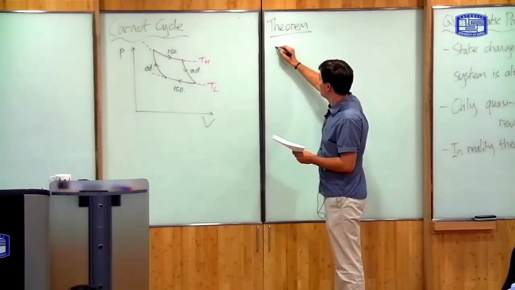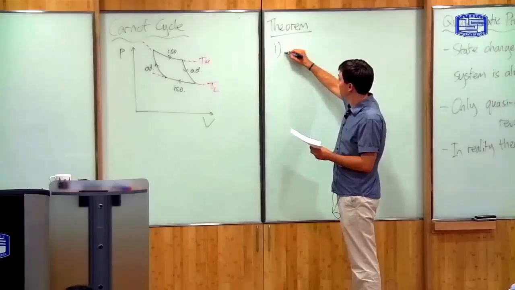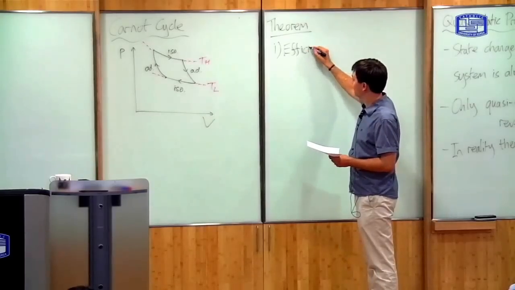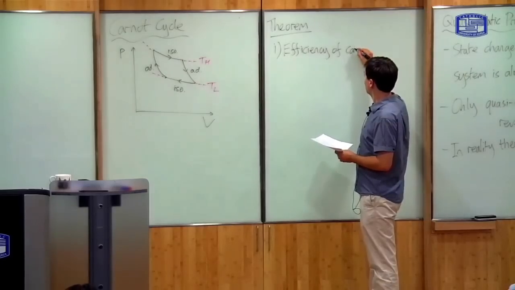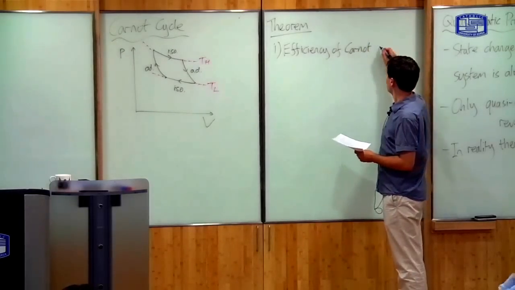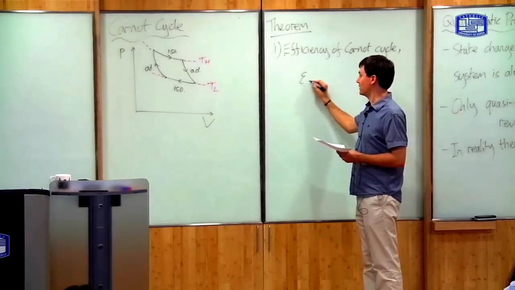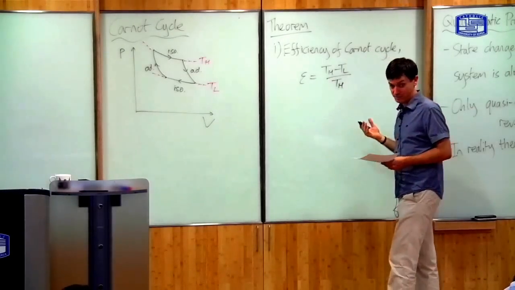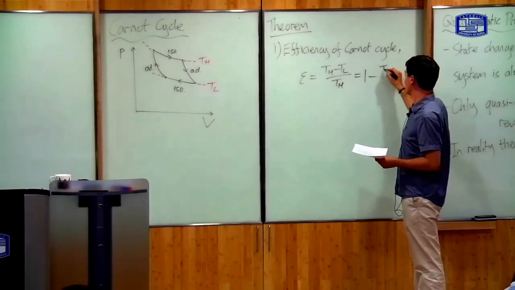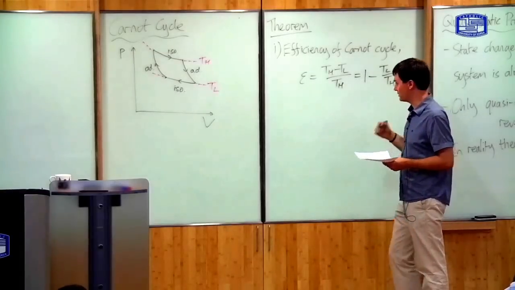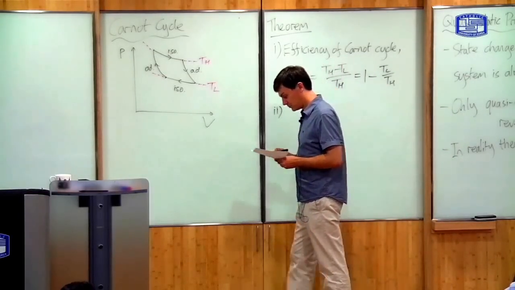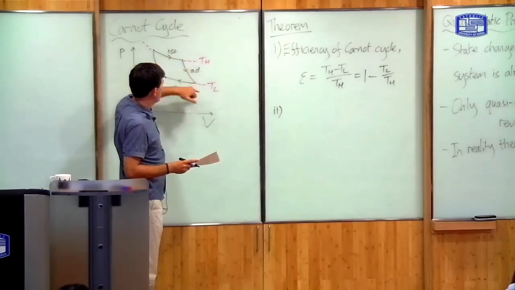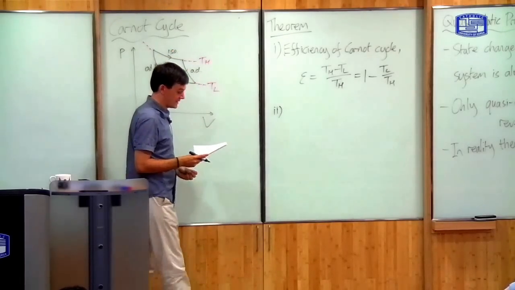The first one is about what's the efficiency of this cycle. If I've got a Carnot cycle between temperatures TH and TL, epsilon is equal to the difference in temperature divided by the highest temperature, which I can write as 1 minus TL over TH. That's the first statement of the theorem. And the second statement is, as I said, it's the most efficient. So if I have any other cycle with maximum temperature TH and minimum temperature TL, the efficiency will always be less than that of the Carnot cycle.